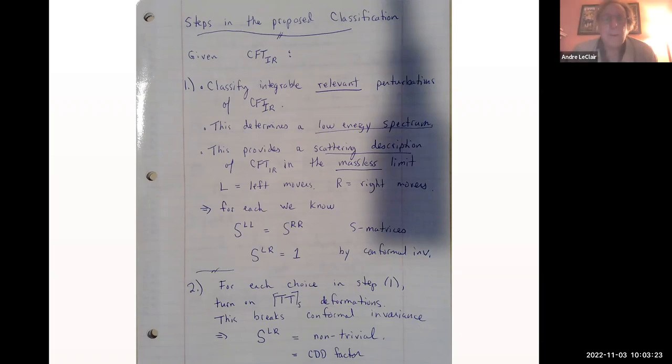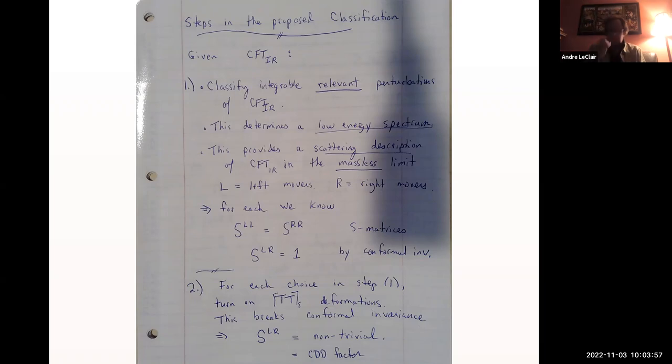So what we need is to do step one. It turns out that in 2D, for many conformal field theories, the classification in step one is known. And I'm going to give you what I think is the most interesting example. But what it leads to is a scattering description of the conformal field theory in the infrared, which is necessarily in the massless limit because it is a conformal field theory.